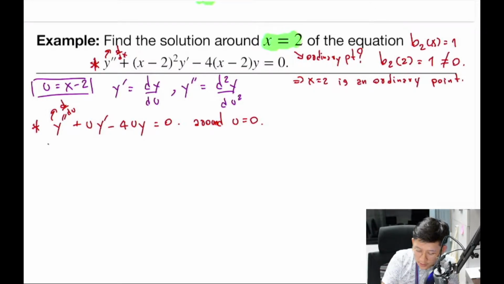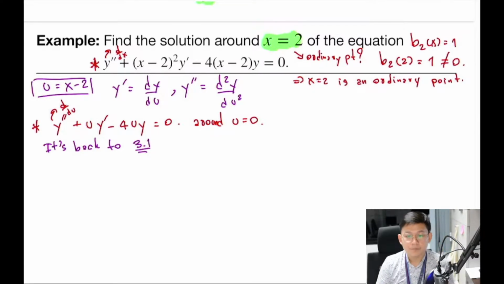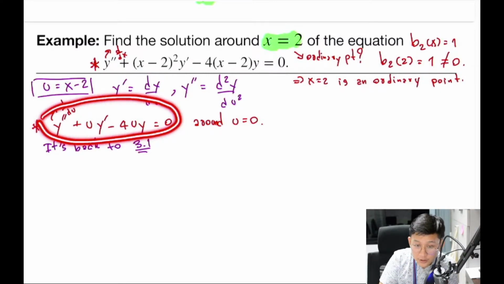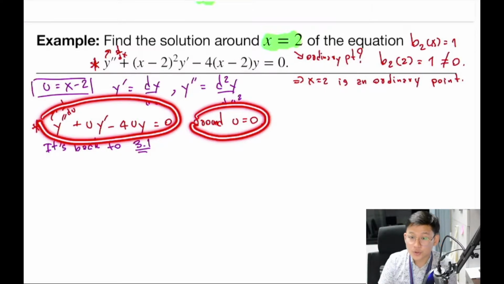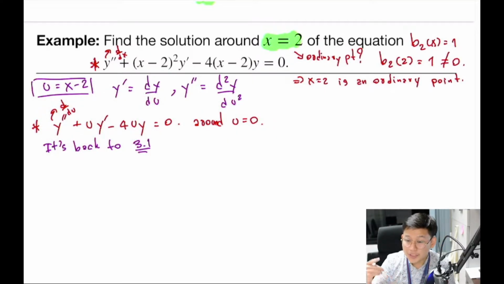And here we are back to 3.1, right? Right now our problem is to find the solution of this equation around u equals 0, and u equals 0 is an ordinary point. Because if x equals 2 is an ordinary point, u equals 0 is automatically an ordinary point as well.